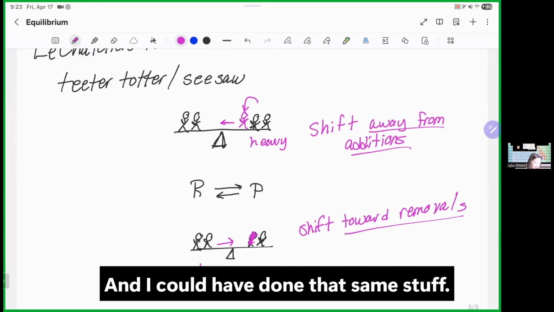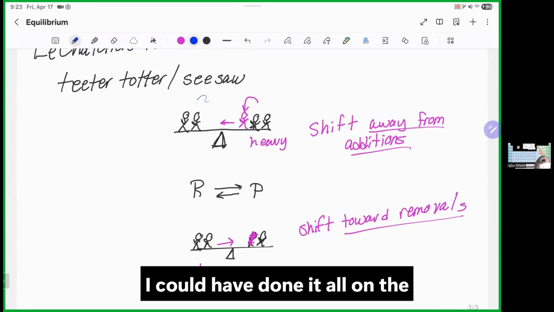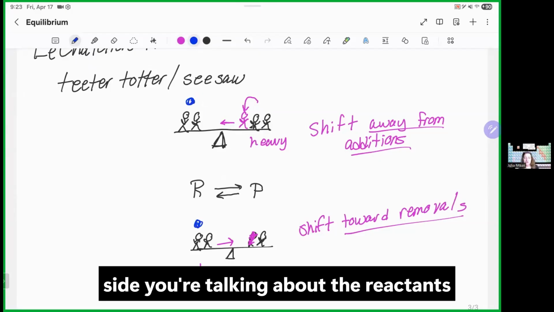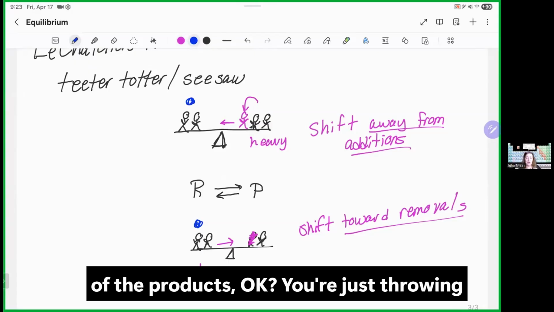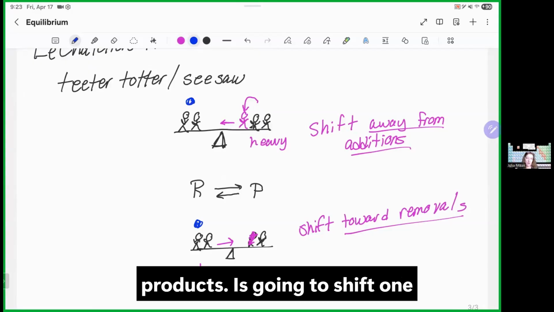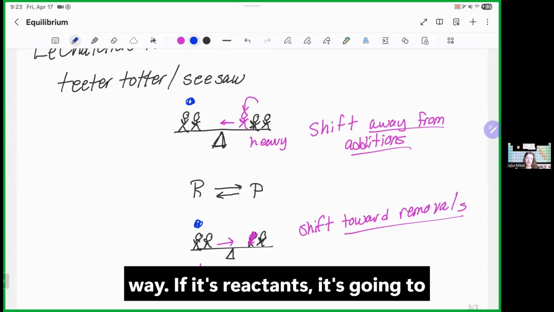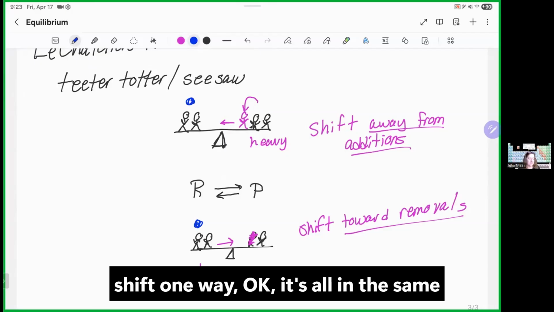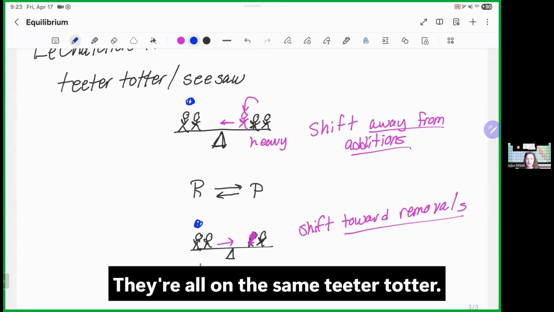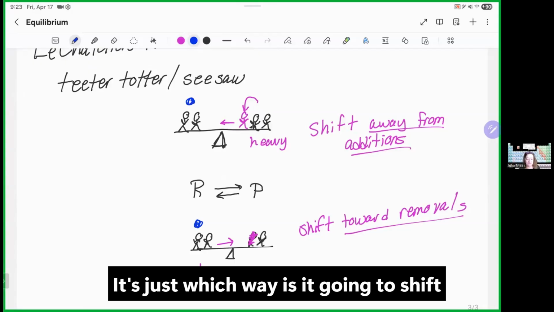And I could have done that same stuff all on the reactant side. It doesn't matter which side you're talking about, the reactants or the products. You're just throwing it all into the container. If it's products, it's going to shift one way. If it's reactants, it's going to shift one way. It's all in the same container, all in the same beaker. They're all on the same teeter-totter. It's just which way is it going to shift depending on what you add or remove.